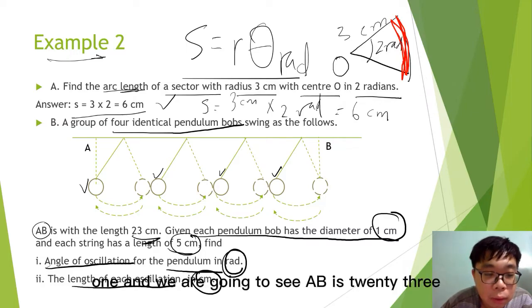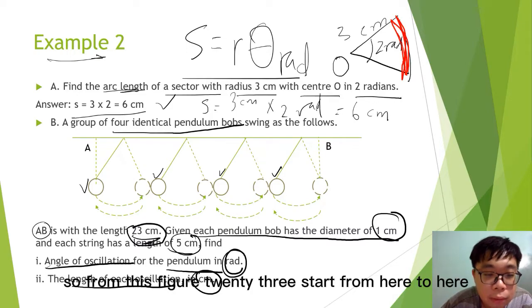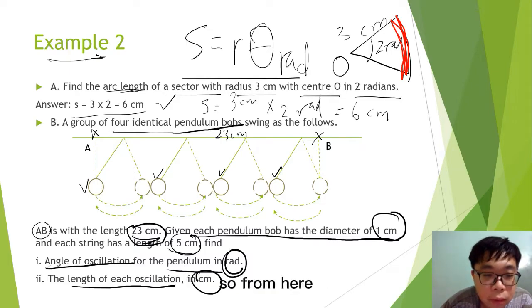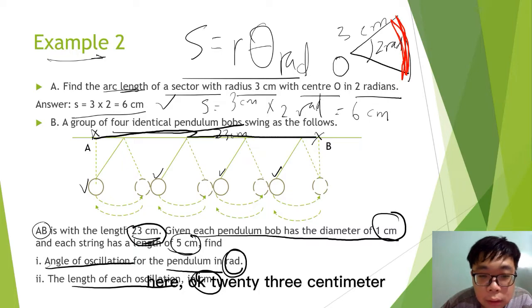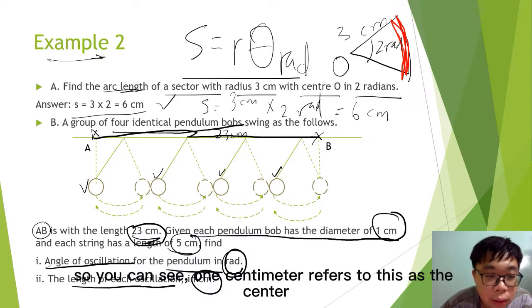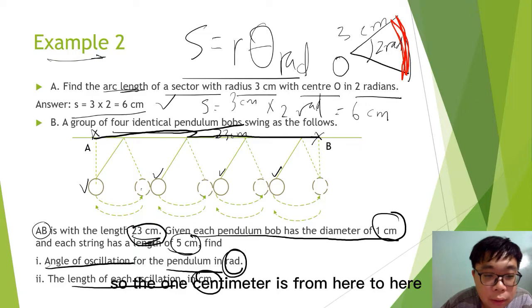So how to label this one? We see AB is 23. From this figure, 23 starts from here to here, so we have 23 centimeter in this place. And then each pendulum ball has a diameter of 1 centimeter. So you get 1 centimeter, this is a center, so the 1 centimeter should come from here to here.